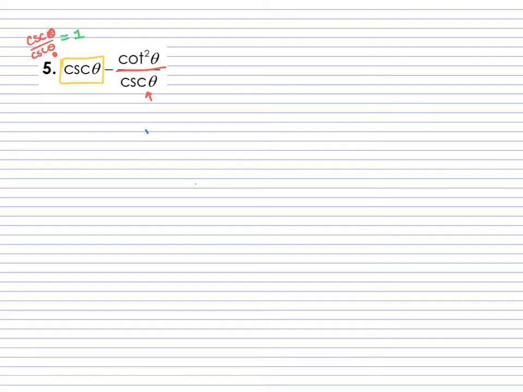So let me rewrite this over here. I've got cosecant of theta minus cotan squared of theta over cosecant of theta. So what I'm going to do is multiply the first term by the cosecant of theta over the cosecant of theta. Now, that's equal to 1 because it's the same term over itself.